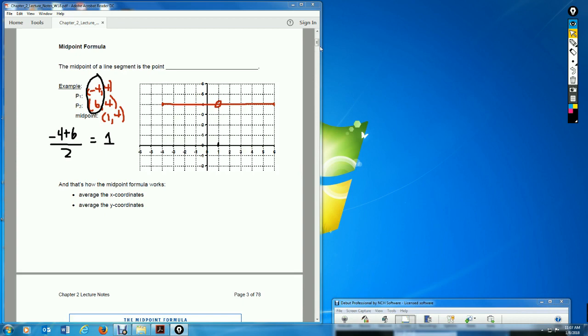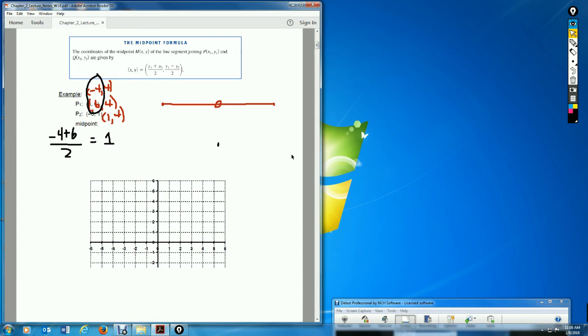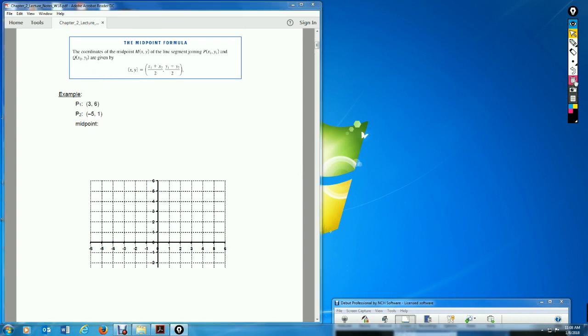Okay, I'm going to scooch down. Okay, so there formally is the midpoint formula from the book. You guys go ahead and do this one. Okay, so here's one point, here's the second point. Go ahead and plot them and connect the line segment, and then use the midpoint formula to calculate the midpoint. And then you can just use your rough sketch to make sure that you're about right. Okay, so go ahead and pause this for a second and do that.